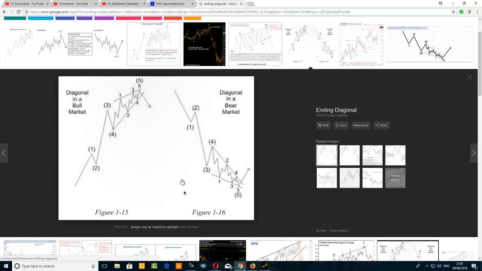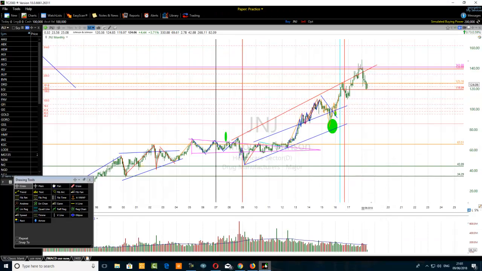All right. So this is just to clarify the confusion that can arise when one is dealing with the ABCDE corrective wave and the ending diagonal, which is an impulse wave. Yes, there are similarities, but there are differences between the two patterns. Both have the same internal waves, both are triangles, both are giving us a warning, both are wave patterns.